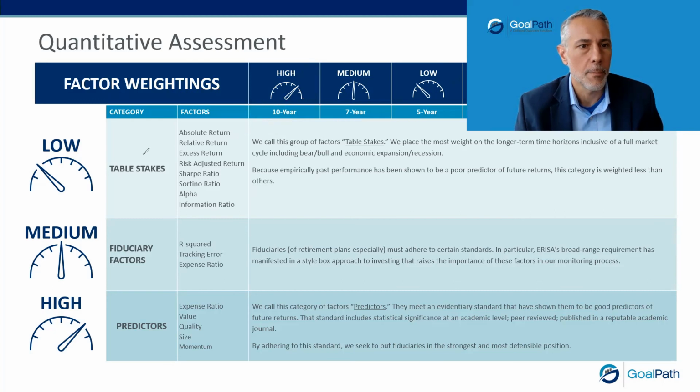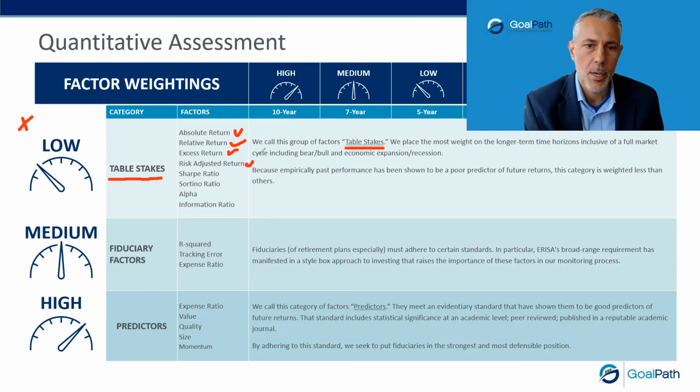Similarly, we're going to weight what we call table stakes. These are factors that we monitor, but they have a low weighting in our process. And table stakes: absolute return, relative return, excess return, risk-adjusted return, everything that we need to be monitoring from a modern portfolio theory standpoint. But they have a low weighting in our process because at the bottom of every statement you've ever looked at, you see a little disclaimer that says past performance is not indicative of future results.